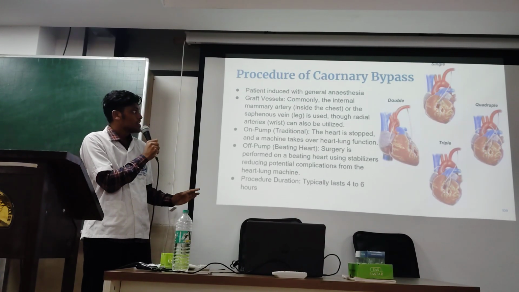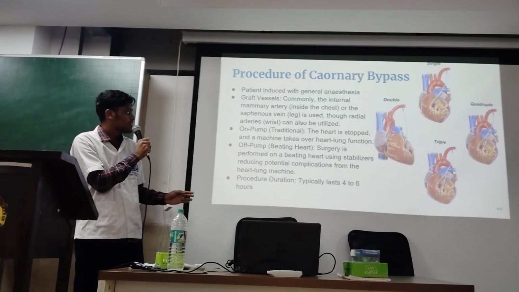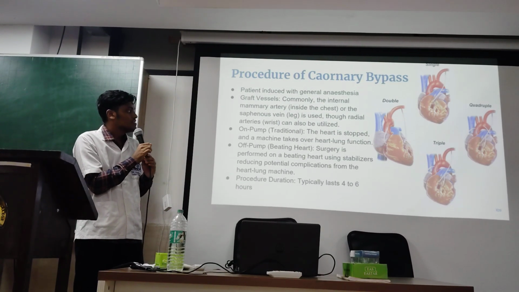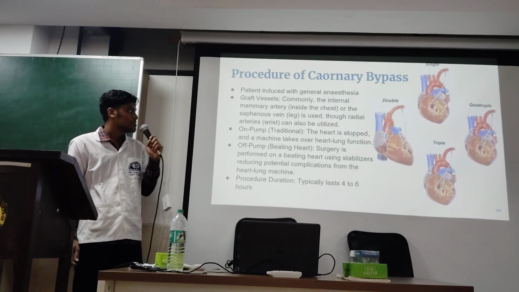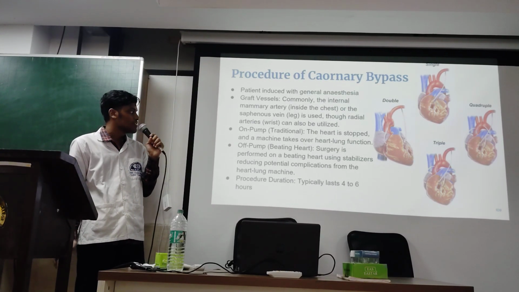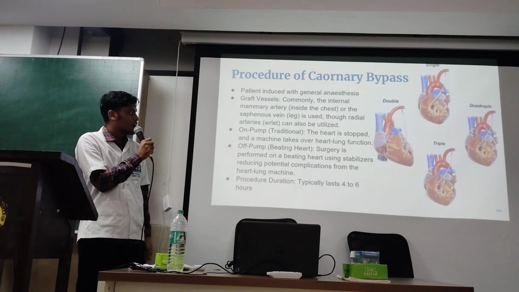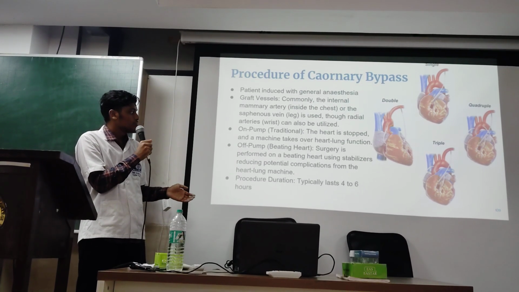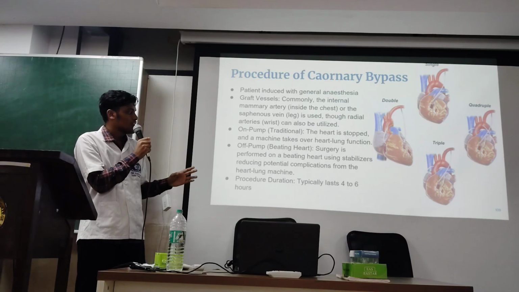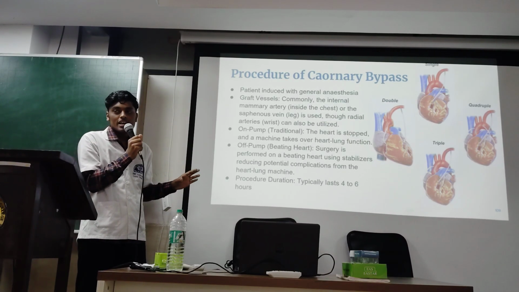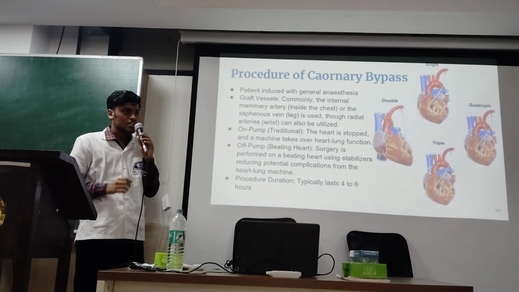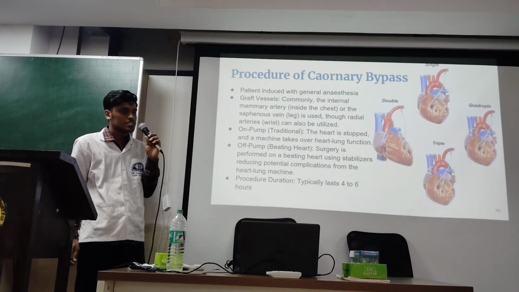There are two types of coronary artery bypass graft surgery. That is on-pump, in which the heart is stopped and is supported by a machine, that is the cardiopulmonary machine or the heart-lung machine, and off-pump, in which the heart is beating, but we reduce the heart's activity so that it can beat slowly. This procedure may take approximately 4 to 6 hours.